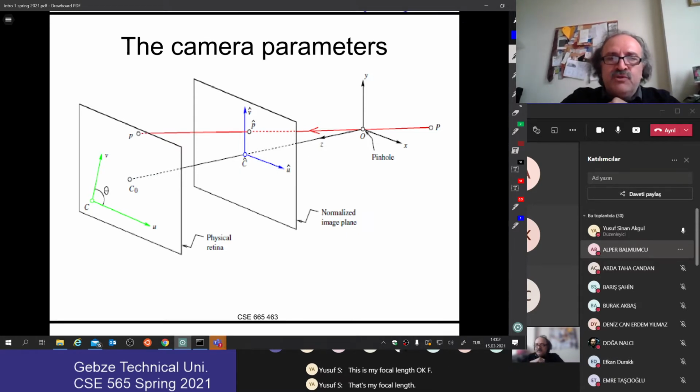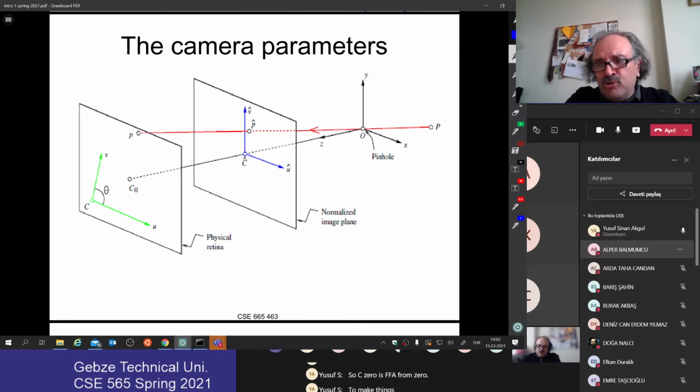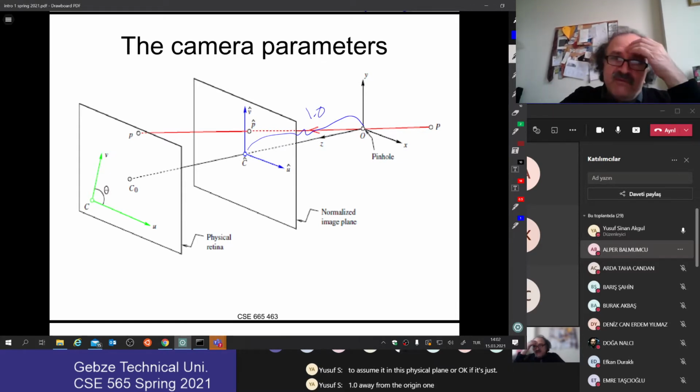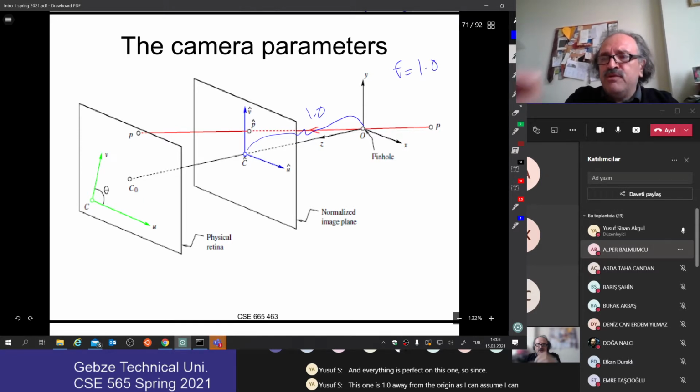Okay, so C0 is F away from 0. To make things a little bit more understandable, I will assume that there is a normalized image plane. Although I don't have such a physical plane at all, I am going to assume it. It is just 1.0 away from the origin, and everything is perfect on this one. Since this one is 1.0 away from the origin, I can assume that f is 1.0.